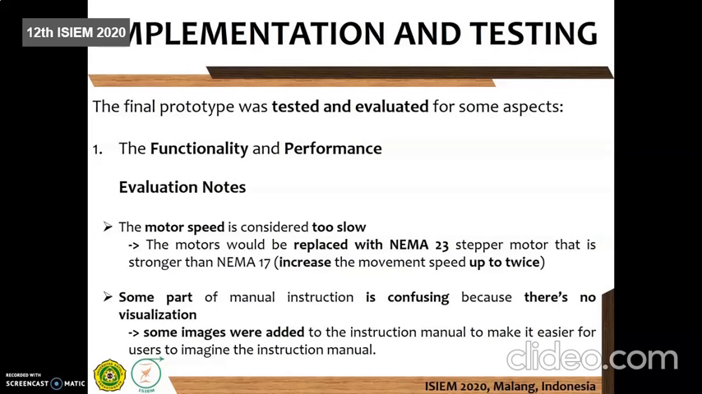However, there are some evaluation notes based on the testing. First, the motor speed is considered too slow. Therefore, the motors will be replaced with NEMA 23 stepper motors that are stronger than NEMA 17, so that it will increase the movement speed up to twice. Second, some parts of the manual instruction are confusing because there are no visualizations. Therefore, some images were added to the instruction manual to make it easier for a user to imagine the instructions.